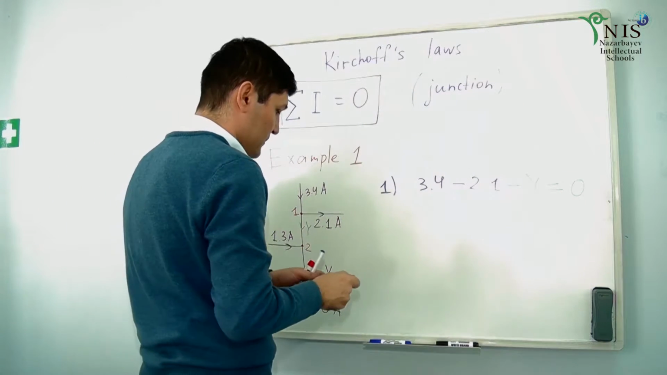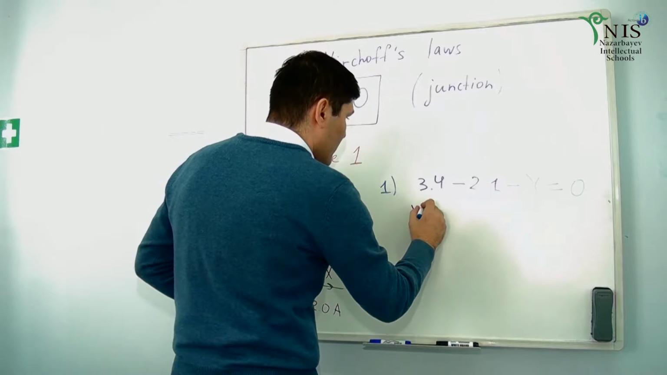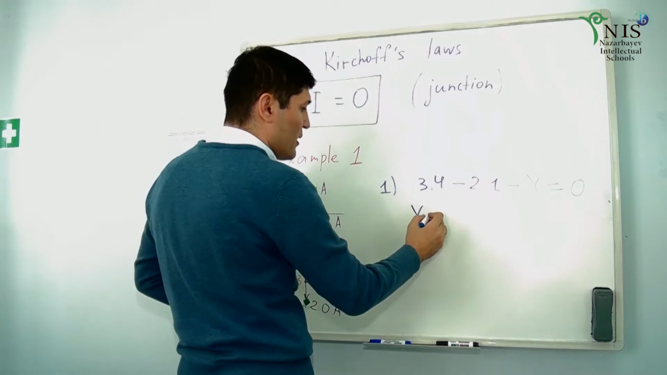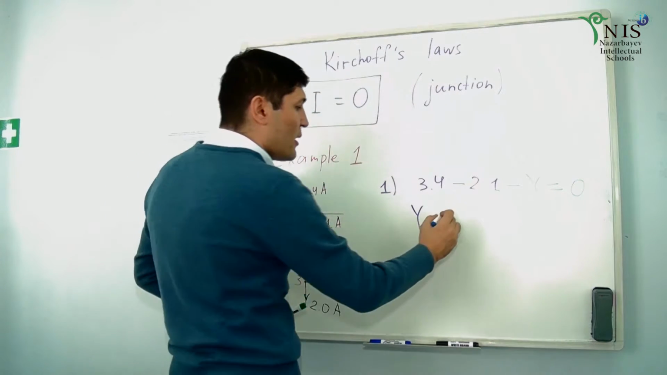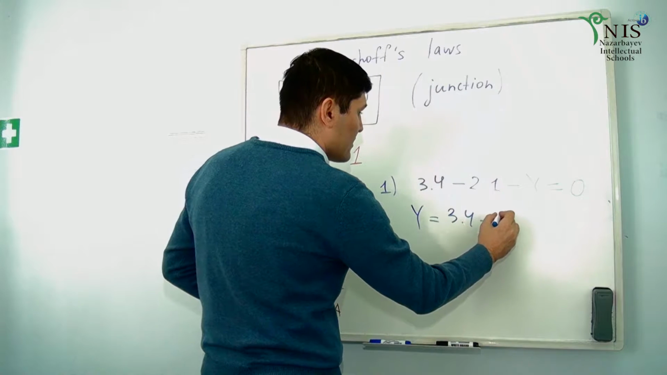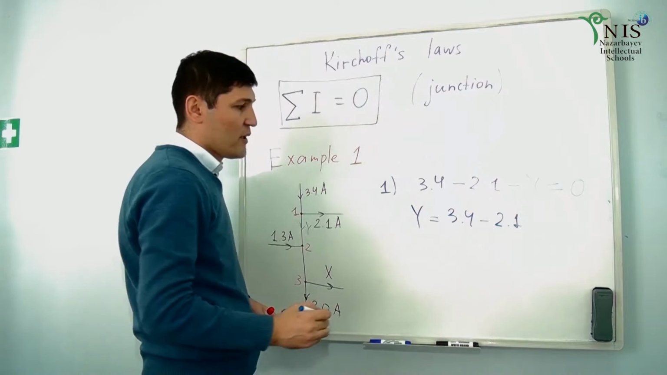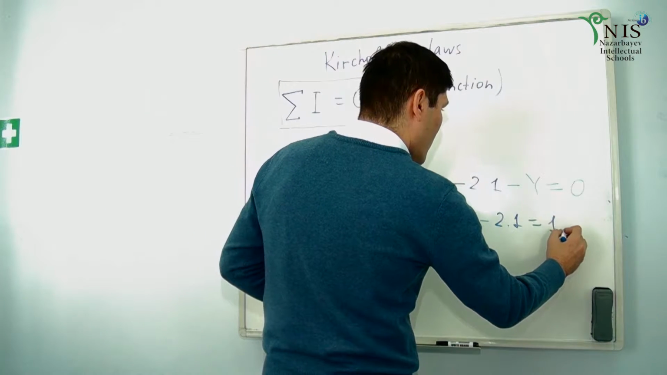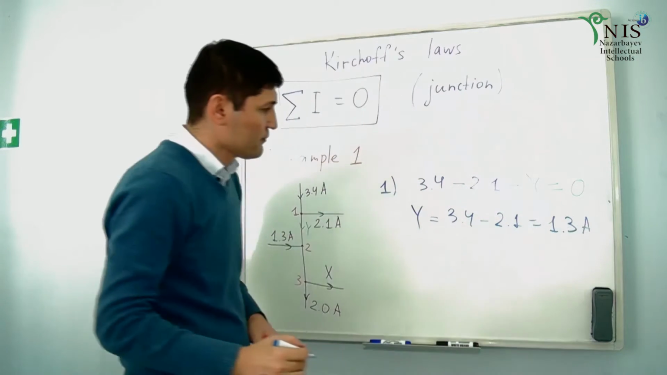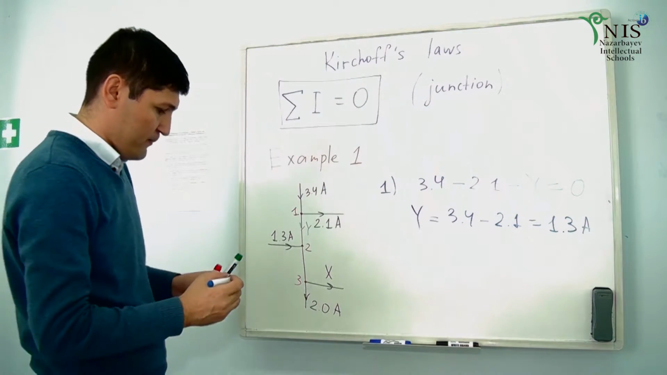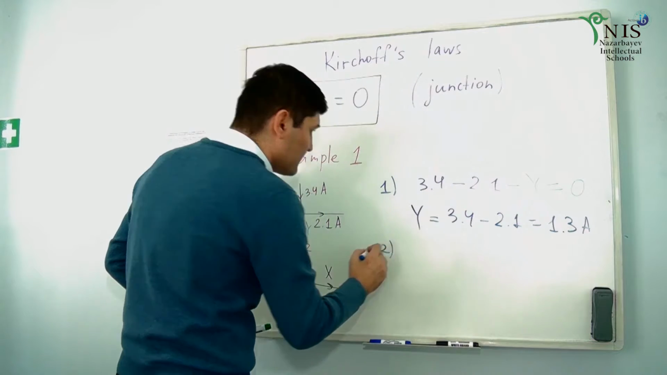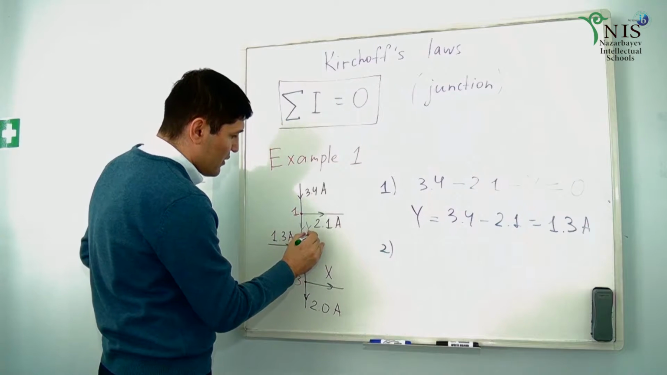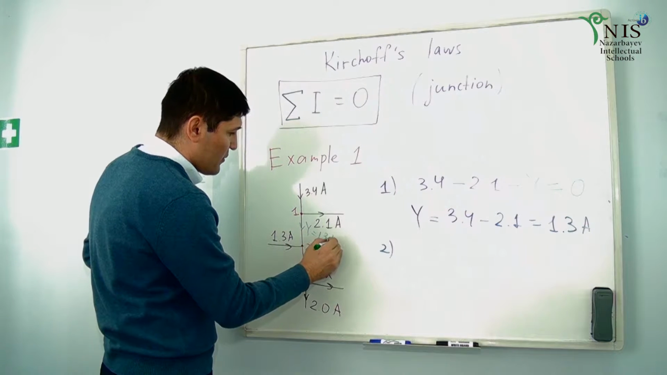Let's solve for Y. Y is negative, that's why I'm going to move it to the right-hand side to get positive Y. Y equals 3.4 minus 2.1. So 3.4 minus 2.1 is equal to 1.3 amperes. Right? Next, for the second junction, we have here Y equals 1.3 amperes.